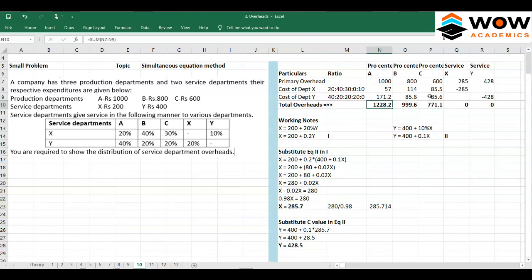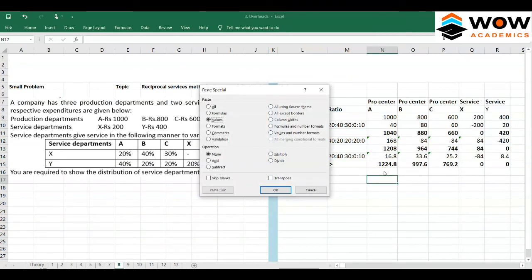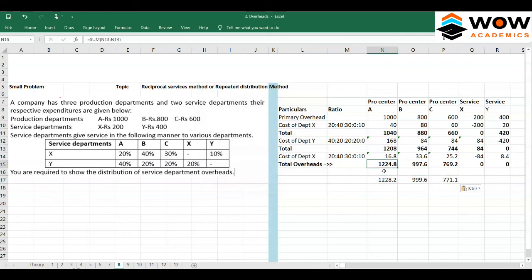These numbers will be very similar to the repeated distribution sum which we did. It is here. So let's check. Here we got 1224. Here we got 1228. Here it is 1998. Here it is 1000. Here it is 769. Here it is 771. Why is the difference here? Because we rounded off this 8. We should have substituted that 8 again. If we do it, we would have got the exact answer.